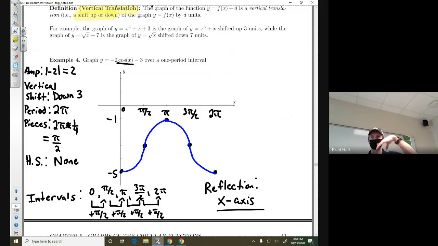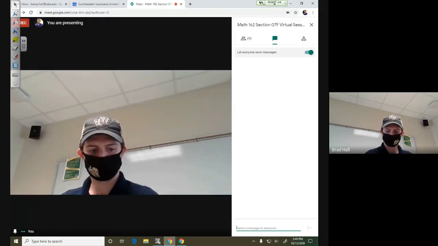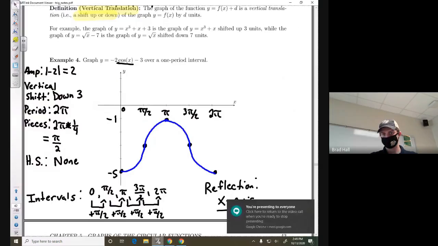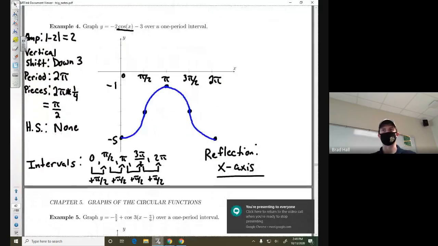But we get an upside down cup. Just like that. And this would be the graph. And so the next 2 problems are just going to slowly incorporate everything together and just see how we can handle it. Does anyone have any questions about example 4?